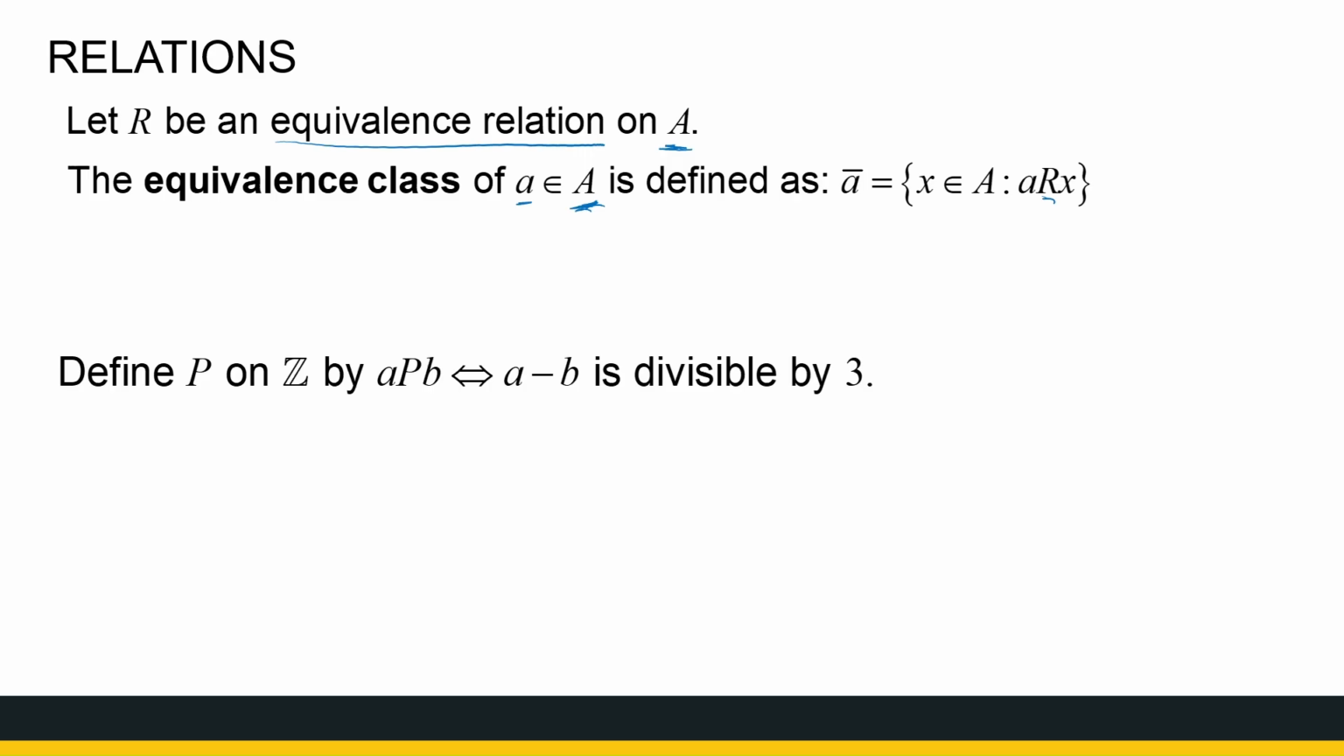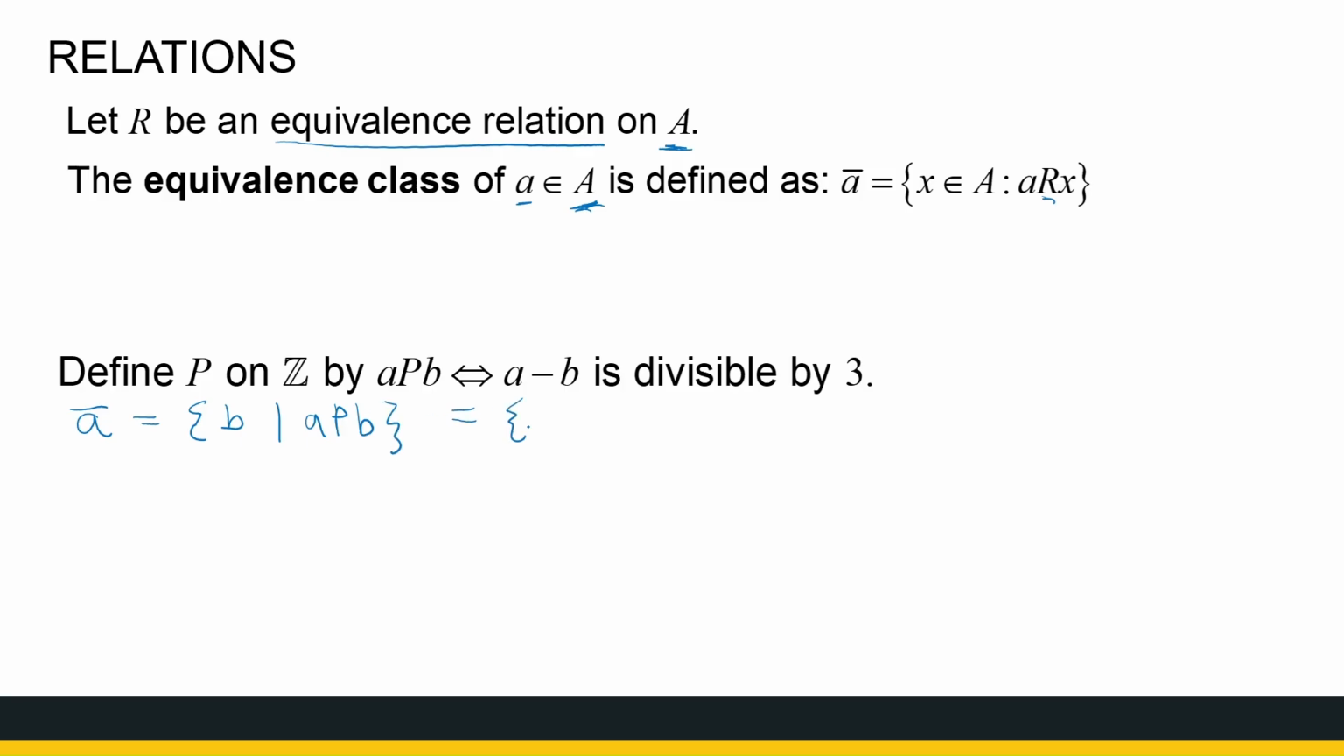So here I've got P. I know it's an equivalence relation. I've tested it on all three. It's reflexive, it's symmetric, and it's transitive. So now I want to see what the equivalence class will look like. So in general, the equivalence class of some element A is going to be the set of all B's, or x's, whatever you want to call them, given aPb is true.